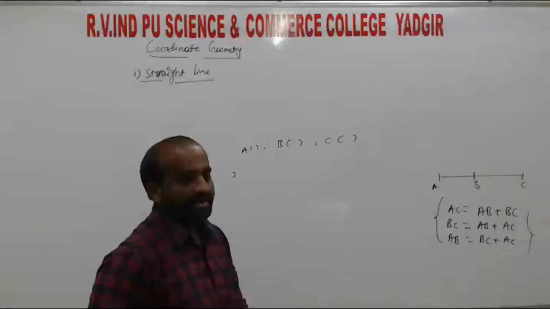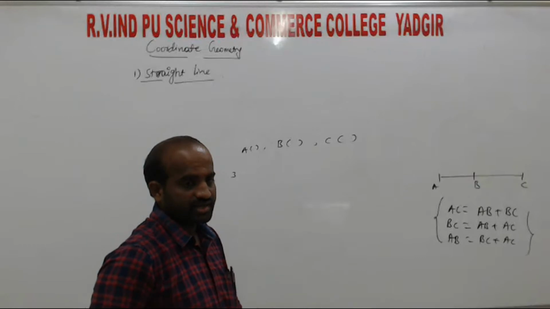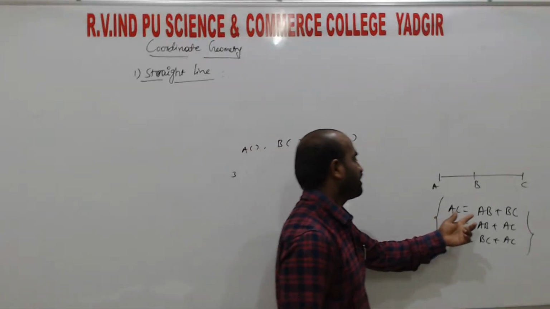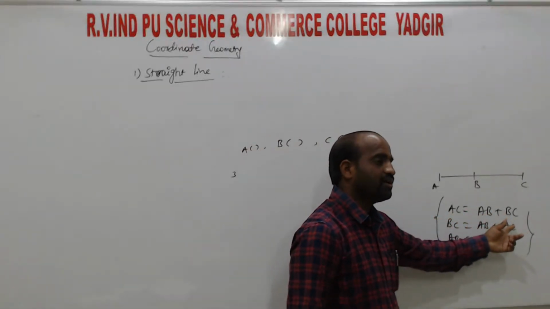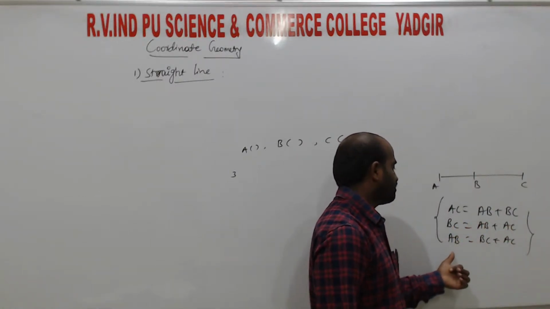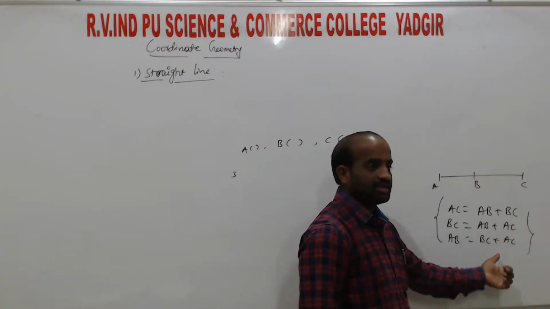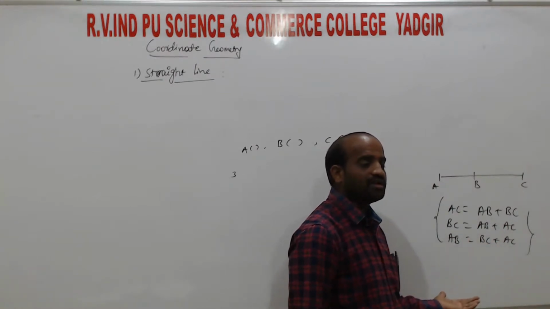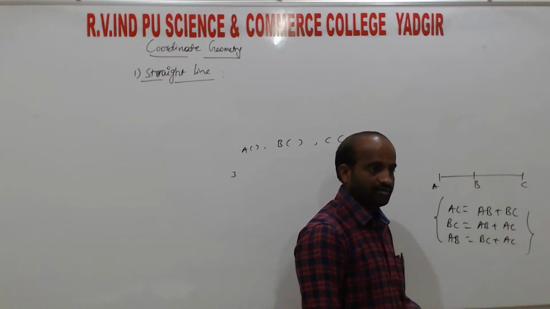Now 3 points are given, to show a right angle triangle. Use the Pythagoras theorem. If AC square equals AB square plus BC square, or BC square equals AB square plus AC square, or AB square equals BC square plus AC square, then the 3 points form a right angled triangle.